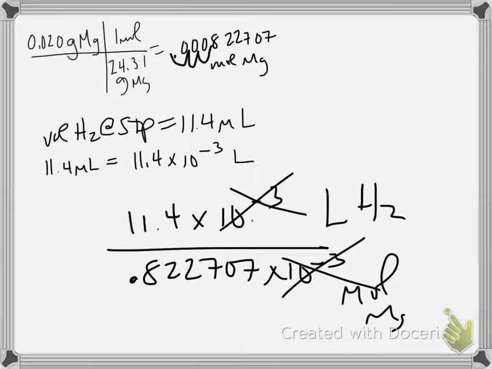Okay, so we did a little bit of rearranging here. We've got 11.4 times 10 to the negative third liters of hydrogen. 11.4 divided by 0.822707. Oh, that's terrible. Okay. That's terrible. Huh. You're getting like 13 liters of hydrogen per mole of magnesium. I think you have some measurement issues. Yeah. Yeah, I think so. Okay. Who's getting closer?